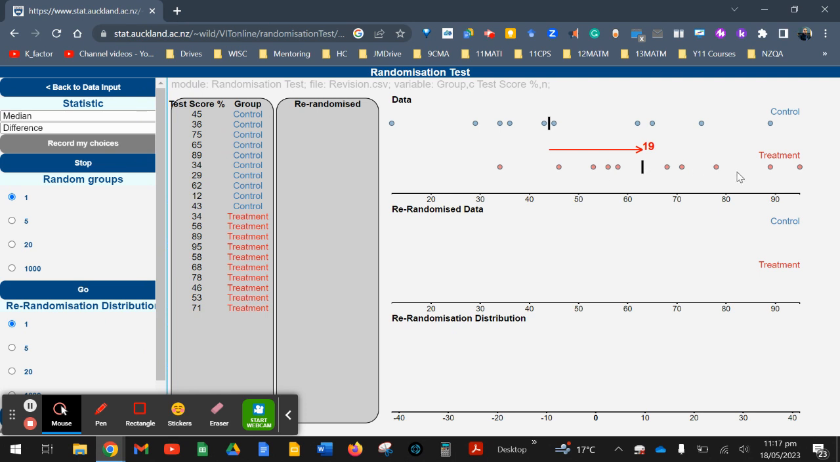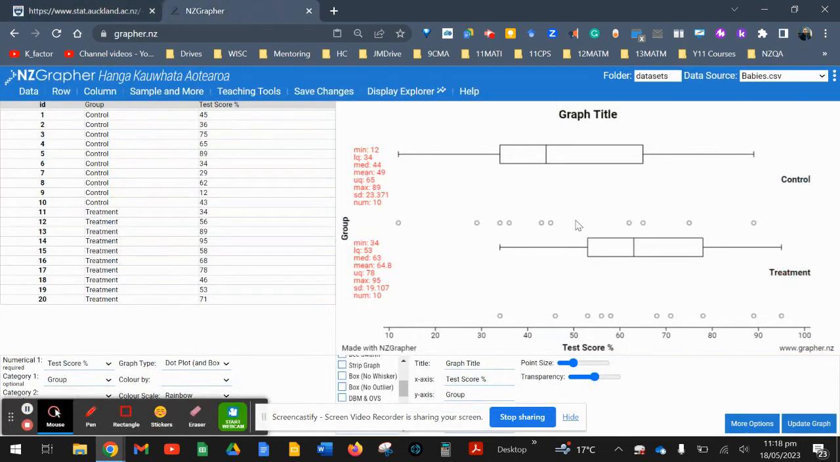The difference between the medians of the control group and the treatment group is 19%. Now, very quickly, I will do a box and whisker plot. So here's a box and whisker plot.